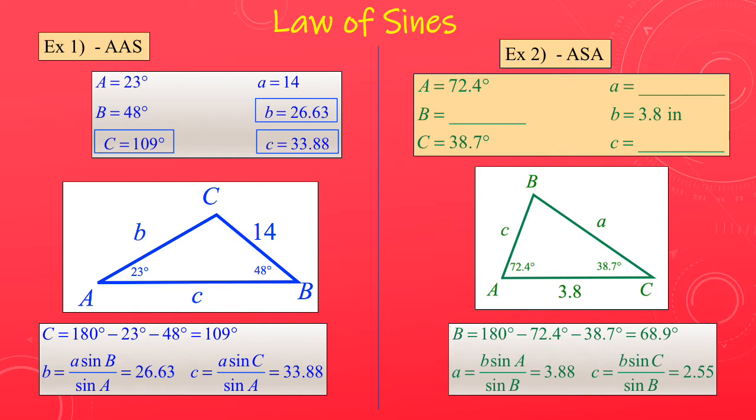We need to work with the b family because that is the only side we know. So we will work to find a, and we get little a is equal to b sine A over sine B, and little a is equal to 3.88. To find little c, we again prefer to work with the b family as that was a given side. So little c is equal to b sine C over sine B, and we get little c is equal to 2.55.